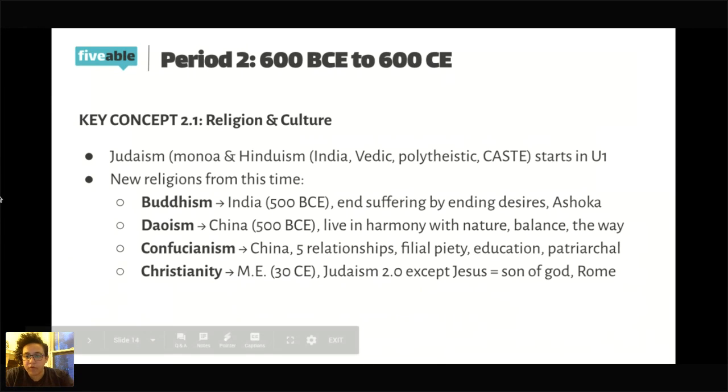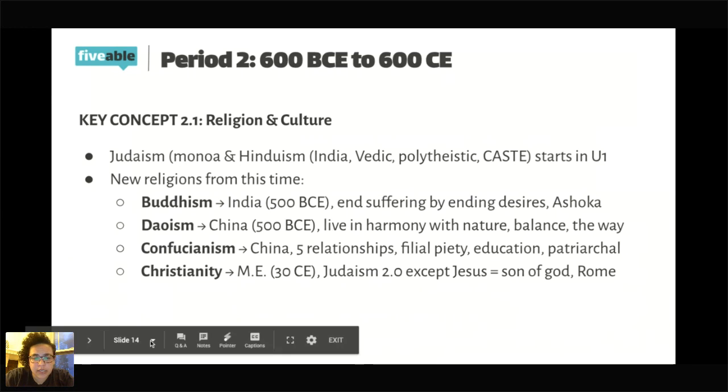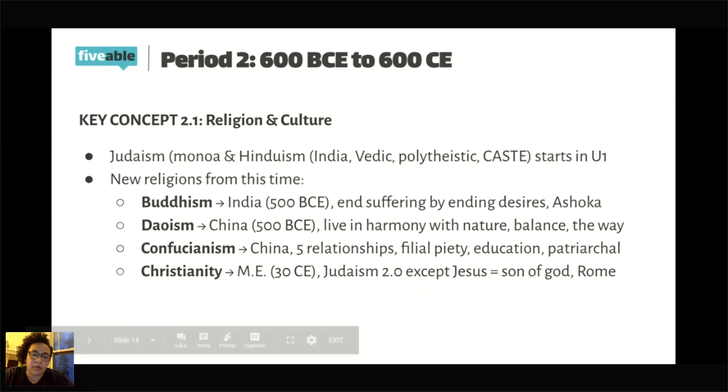Okay, and then moving over to Christianity in the Middle East. Circa 30 CE, it's sort of like Judaism 2.0, except for Jesus. Pretty similar, with a book. But you have Jesus as the Son of God. And then you have Rome, which becomes sort of an epicenter for it.